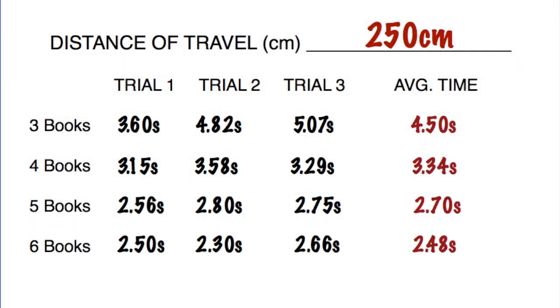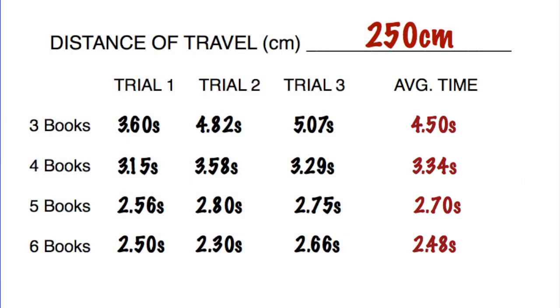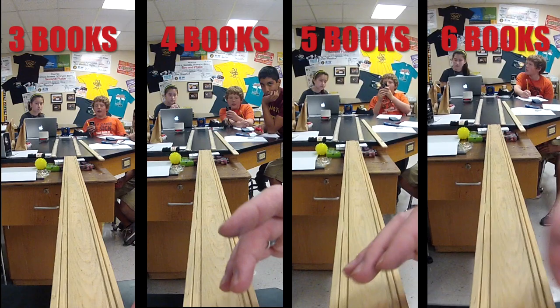After completing all of our trials for our book heights, we noticed that the times tend to be higher at the top and lower at the bottom. Does this mean that the speed is increasing? By taking a trial from each one of our setups, we put them side by side to see if we could visually see a difference.